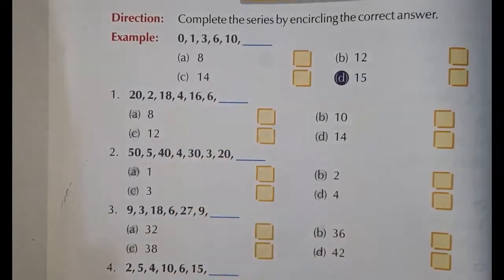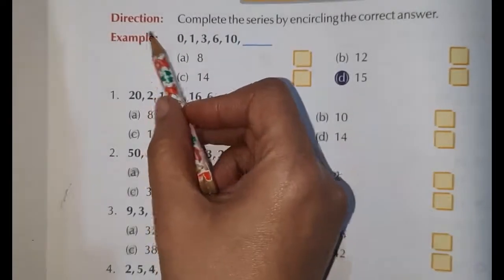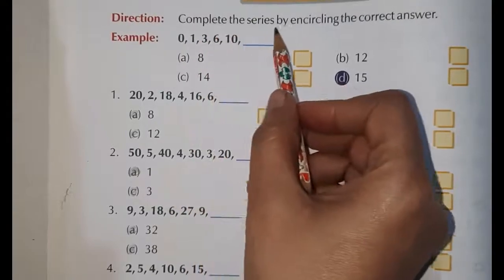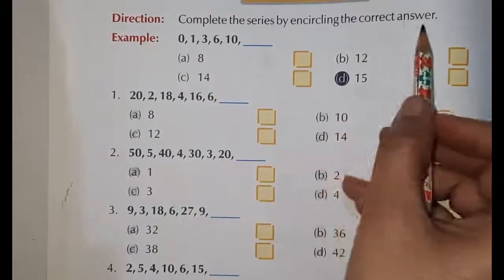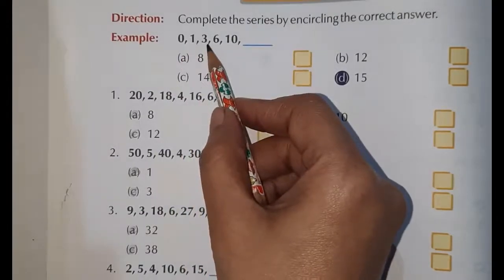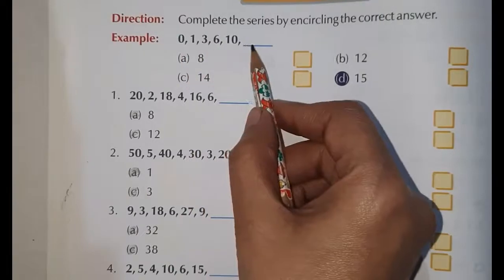Let me explain you. Question will be in the same way. Direction or instruction, it can be written. Complete this series by encircling the correct answer. 0, 1, 3, 6, 10 dash. Now you have to complete this series.